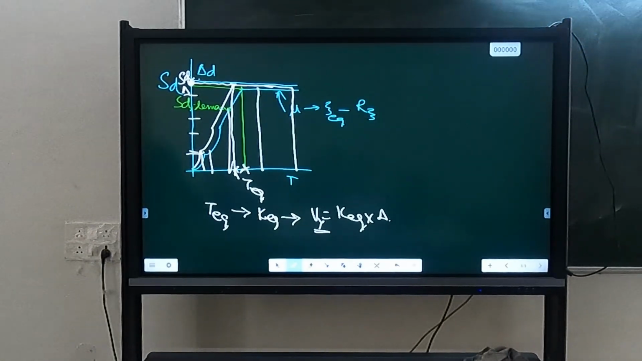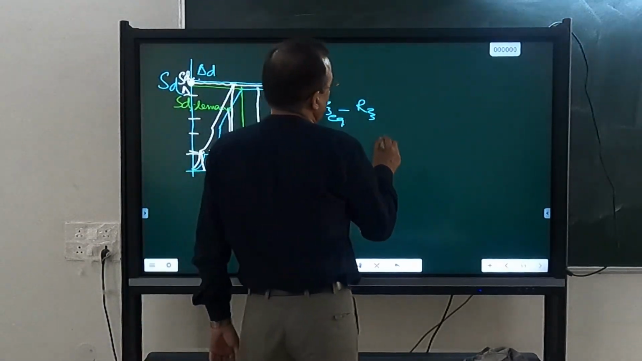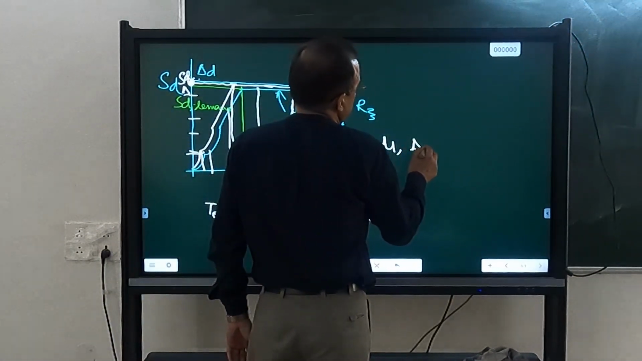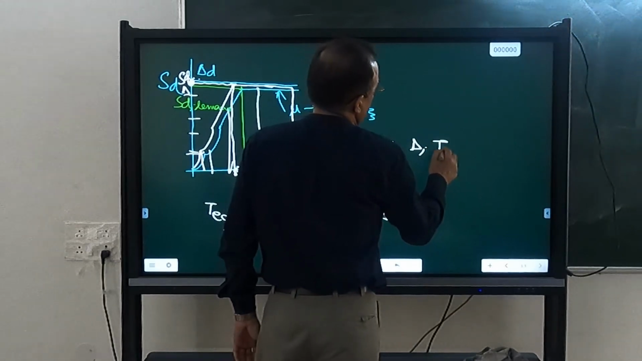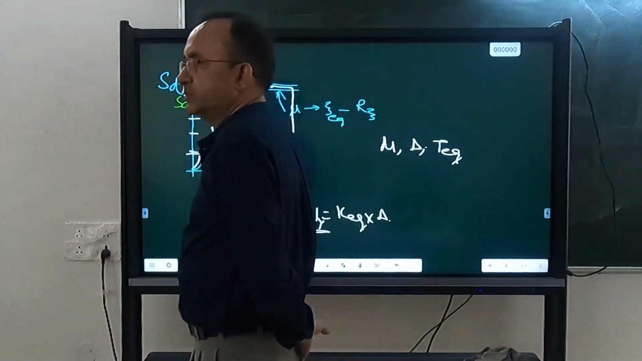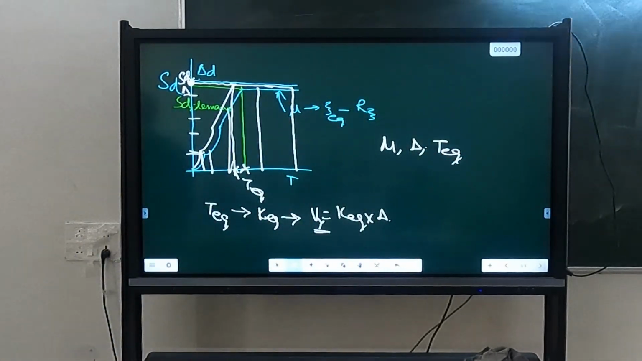So mu, delta, T equivalent, all are related now. Four seconds or six seconds, depending on the response spectrum. T equivalent is T under root mu.